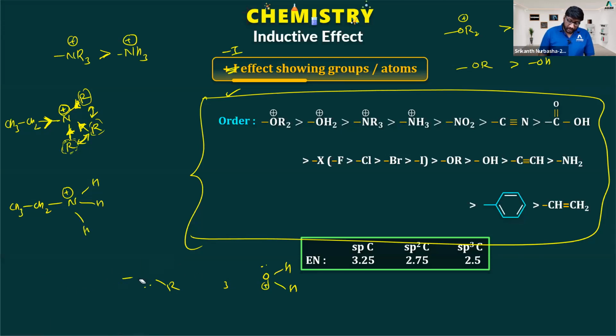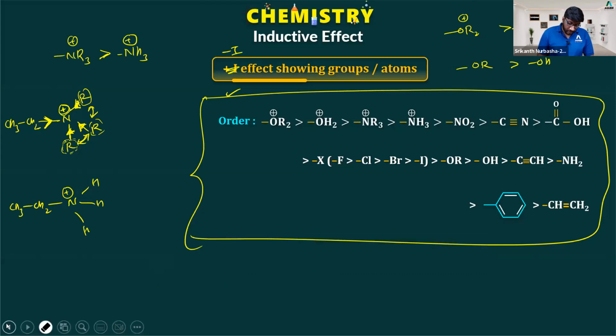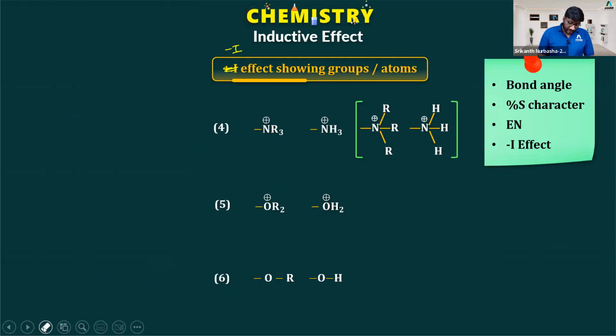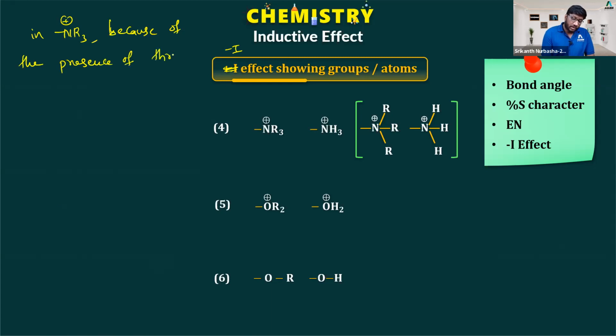Write down that point in the previous slide itself. In NR3 plus, because of the presence of 3 alkyl groups, the repulsion increases, and because the repulsion increases, does the bond angle increase or decrease?